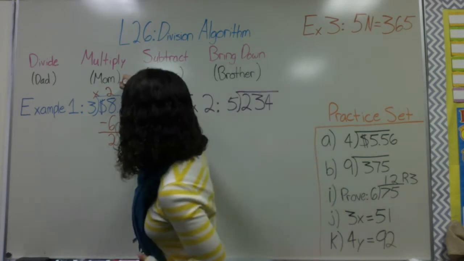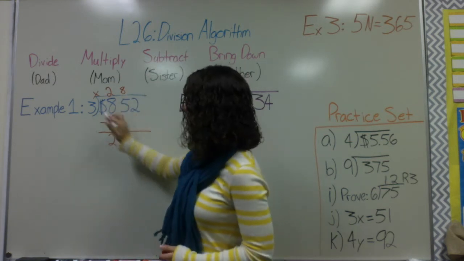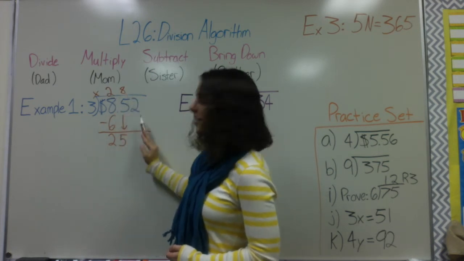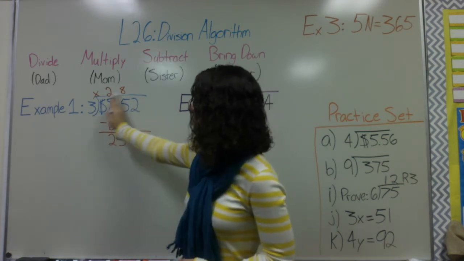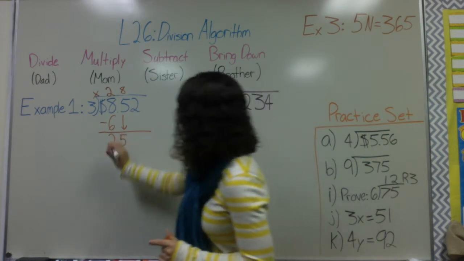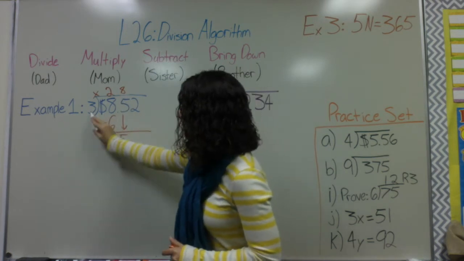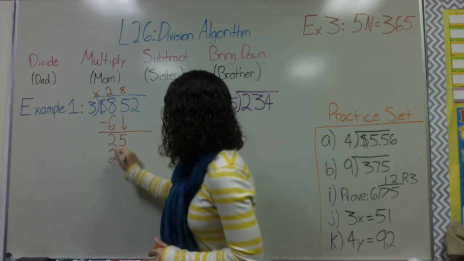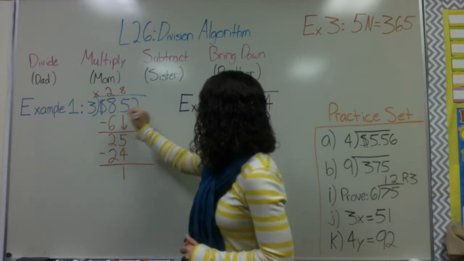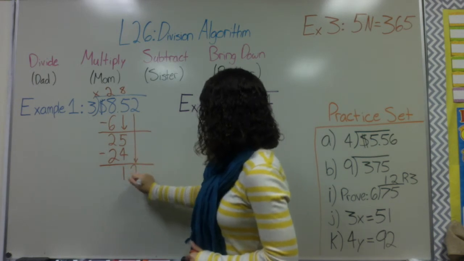So 8 goes right above the 5 because that was the digit I just brought down. I do one digit at a time in my quotient. So I'm not going to squish them all together because then I'll get confused. I want to keep it nice and organized. That way I'll be able to do it correctly. So then I multiply the digit that I just wrote down times 3. So 8 times 3 is 24. And that's what I subtract. 25 minus 24 is 1. And then after I subtract, I bring down again. Bring down my 2, and it's 12.